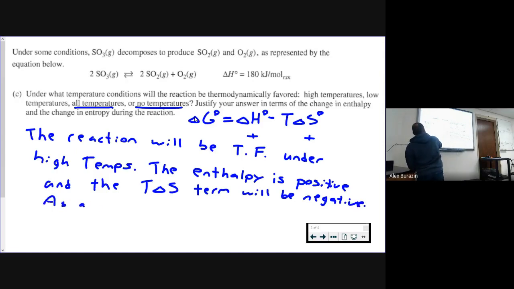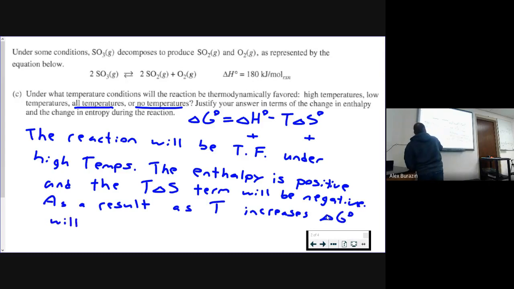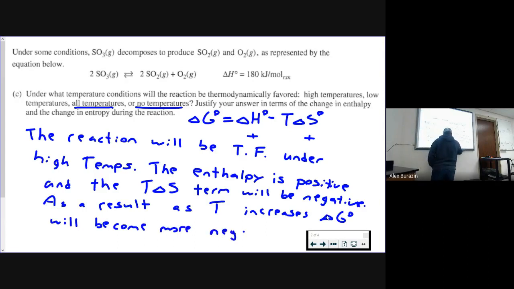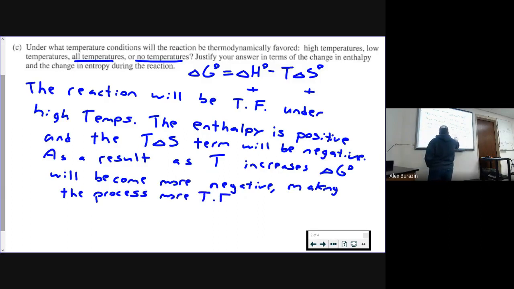As a result, as temperature increases, Gibbs free energy will become more negative, making the process more thermodynamically favorable. I don't know if that's a perfect answer by any means, but again, I'm trying to explain all angles of what we got going on, right?